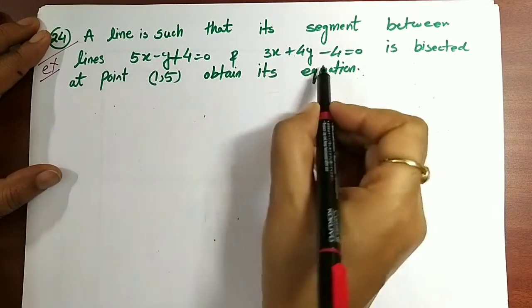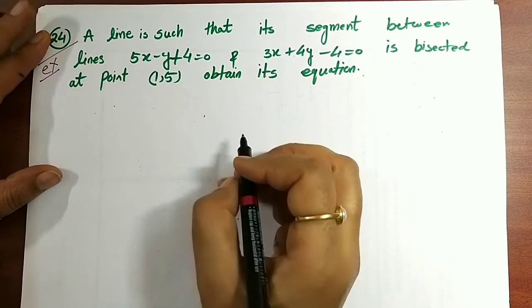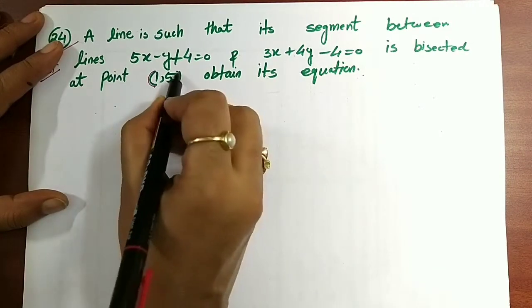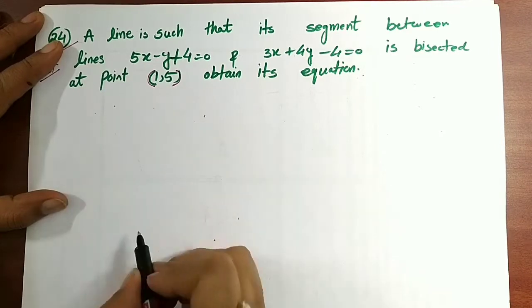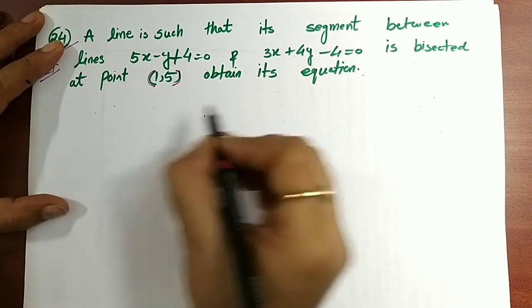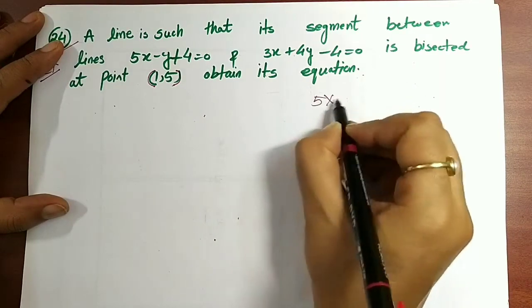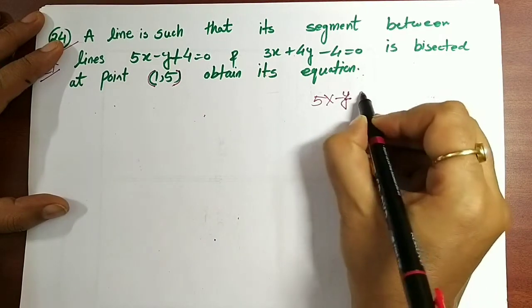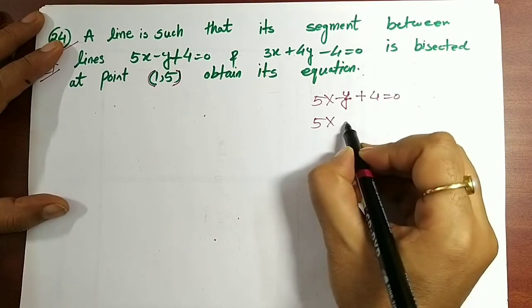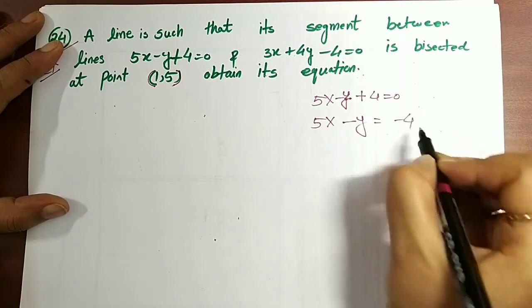Instead of making a rough sketch, I will try to make an accurate diagram for this, because we have to see where this point is, right? So they are saying this is your first line, 5x minus y plus 4 is 0. So can I write 5x minus y is minus 4?